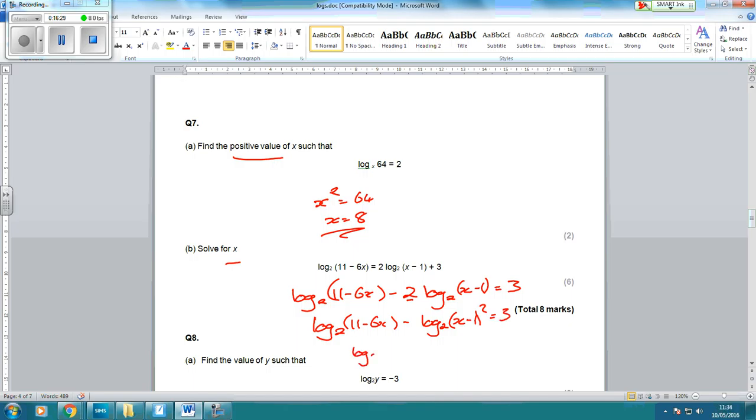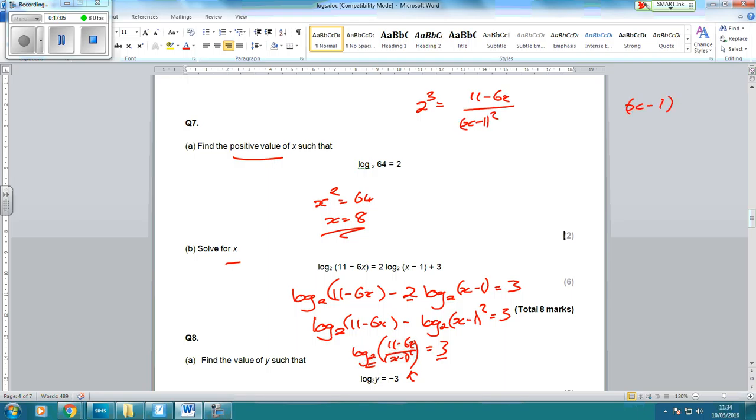So that's going to be log to the base 2 of 11 minus 6x over x minus 1 squared, equals 3. Then it's log to the base 2 of that equals 3, so it's going to be 2 to the power of 3 equals 11 minus 6x over x minus 1 squared. So let's do x minus 1 squared.